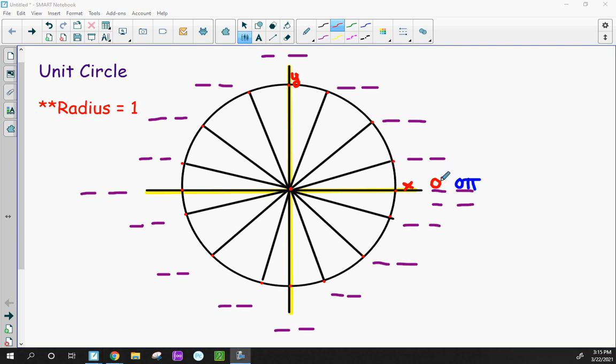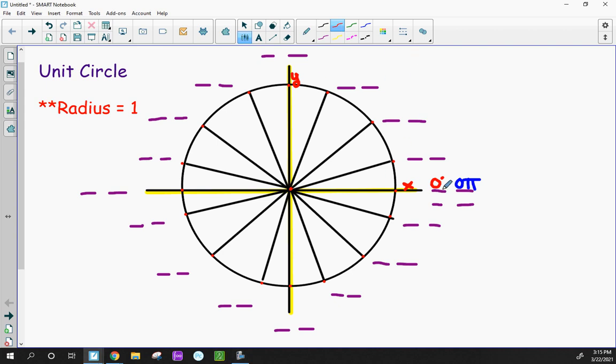0 degrees and 0 pi are the exact same angle. Okay, so I'm going to do red for degrees, blue for radians. I need you to make sure that when you are copying this down you have the degrees in the first blank in each of these, so that we can all be consistent.